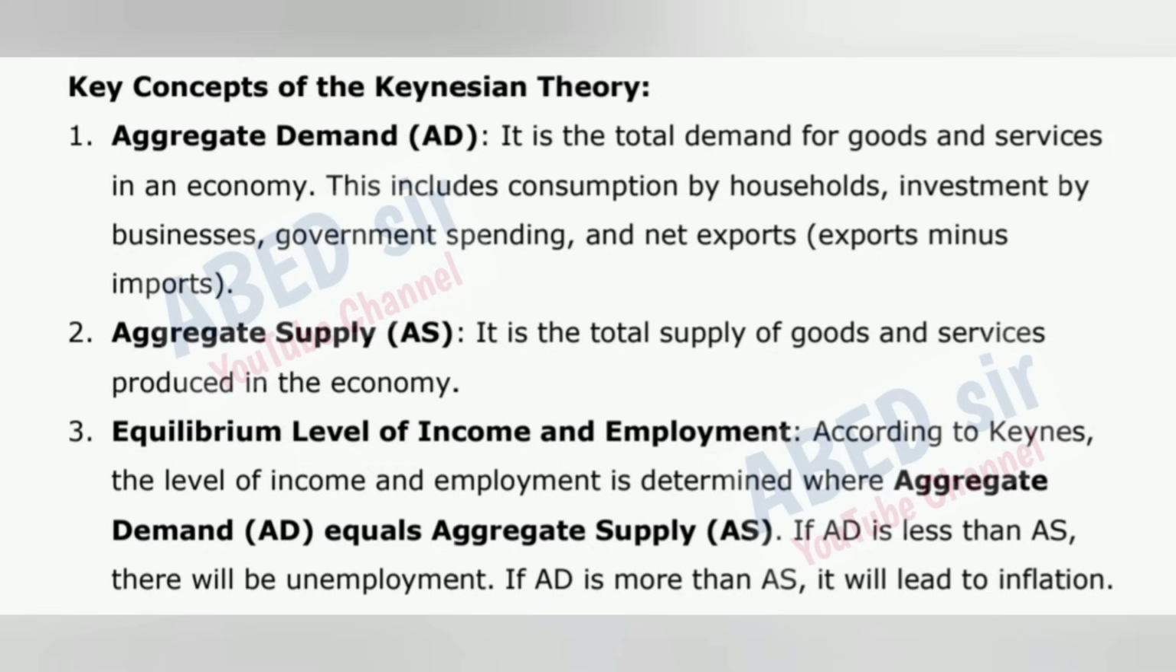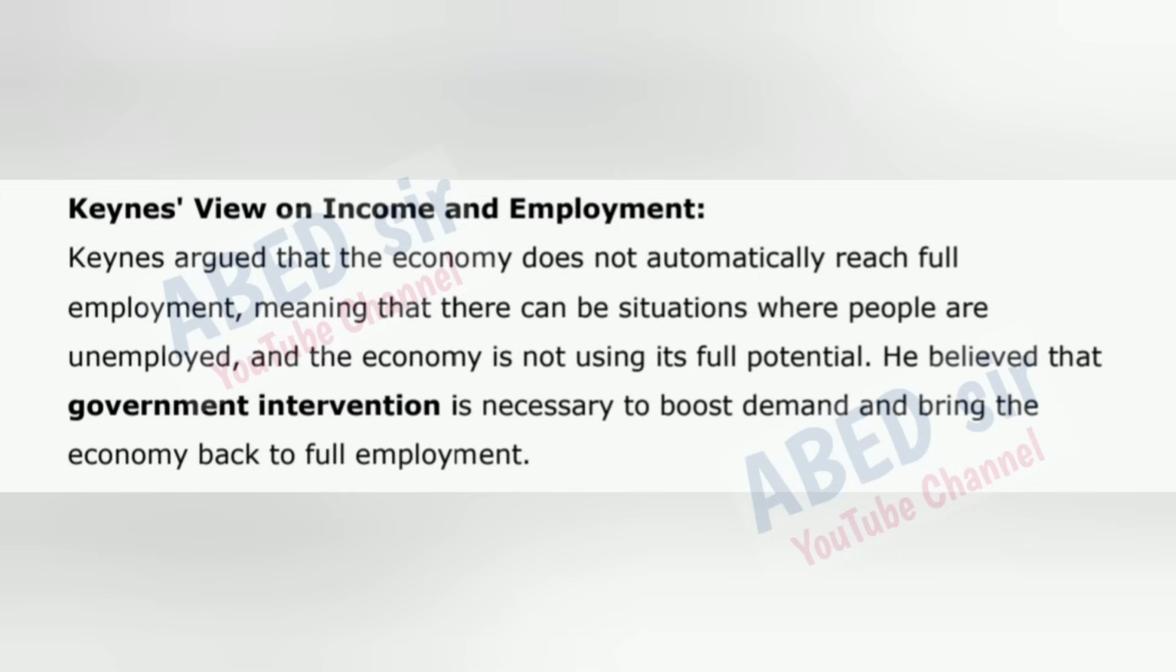According to Keynes, the level of income and employment is determined where aggregate demand, AD, equals aggregate supply, AS. If AD is less than AS, there will be unemployment. If AD is more than AS, it will lead to inflation. Keynes' view on income and employment.